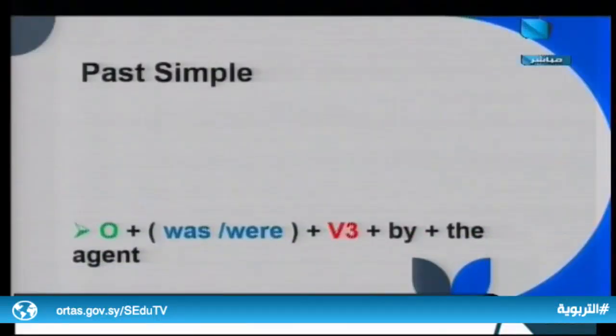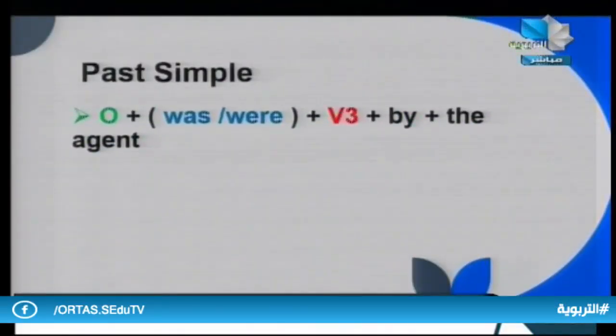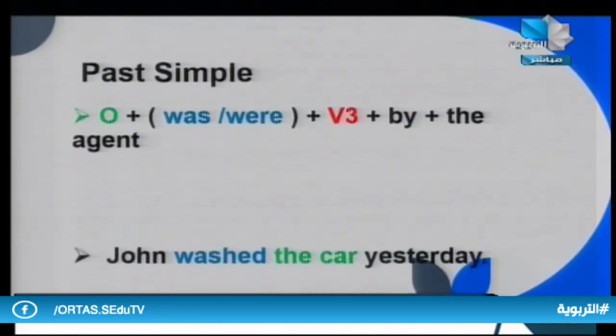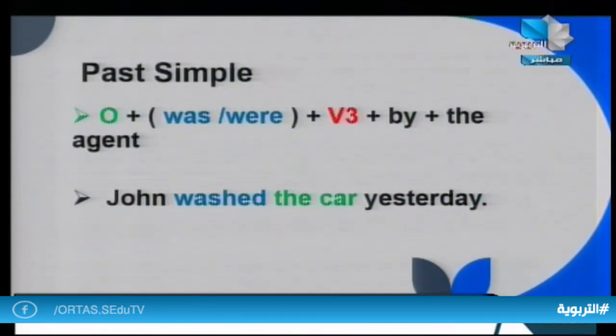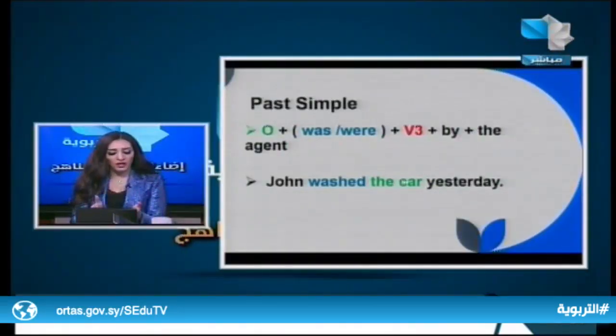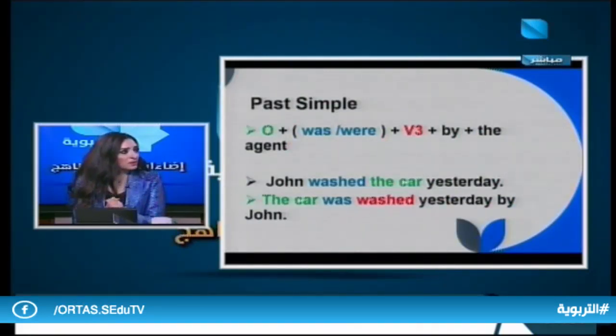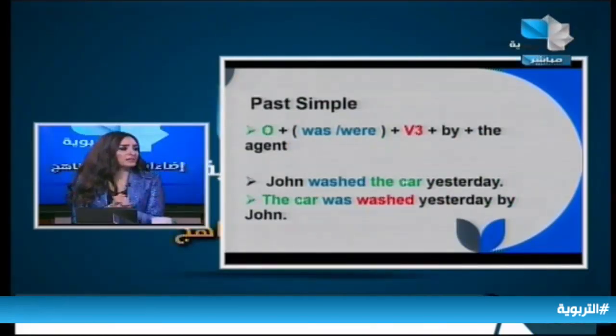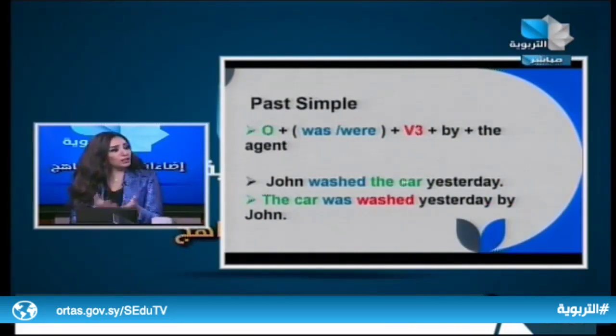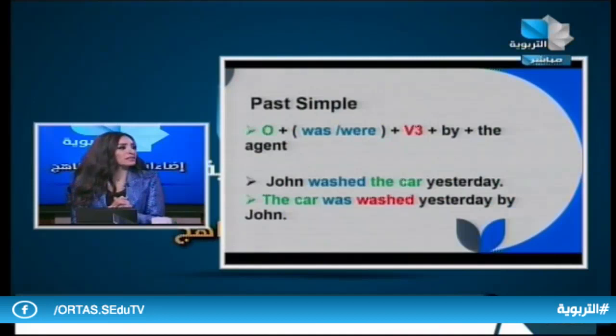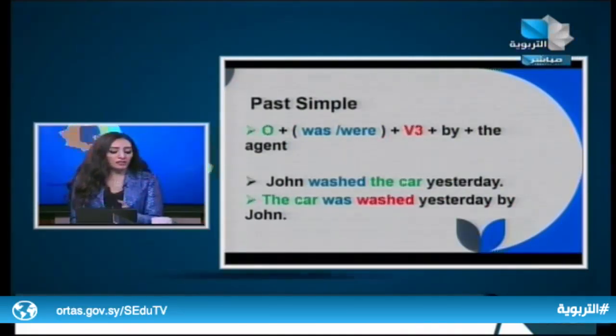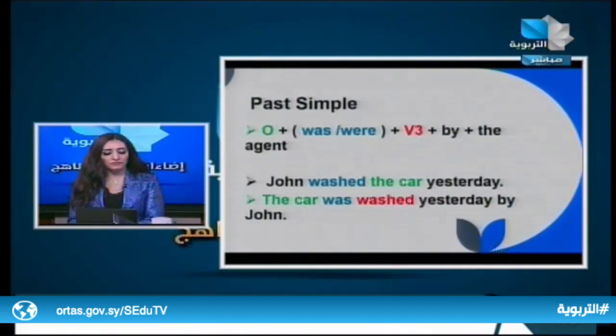Yes, exactly. Past simple, we've got here object plus the verb to be in the past, was or were, plus the verb 3, and then of course by and the agent. An example about that: John washed the car yesterday, and the sentence in the passive becomes the car was washed yesterday by John. Here we put was because the sentence is in the past simple, and the form of verb to be in past simple is was or were. Why do we put here was, not were? Because the active verb is in the past simple, and the car here is singular. Yes, was, not were. That's it. Thank you.